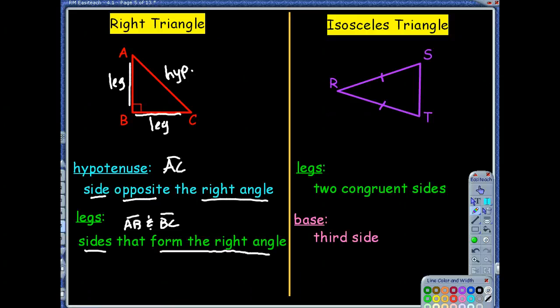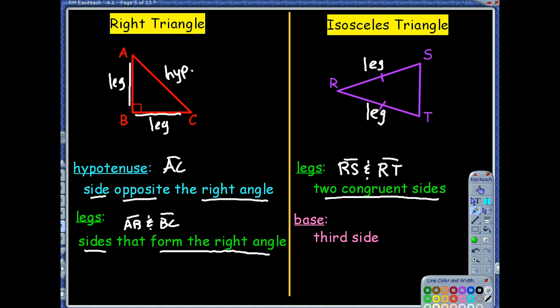So, isosceles triangle. Notice it starts with the same kind of vocab, the legs. All right. So does that mean in an isosceles triangle that the legs are going to form a right angle? No. Notice this definition. Like a lot of definitions in our English dictionary have multiple meanings. The legs in an isosceles triangle mean two congruent sides. So in this picture, what are the two sides that are congruent? Side RS and side RT. So this go around, the legs are the sides that are congruent, not necessarily forming a right angle.